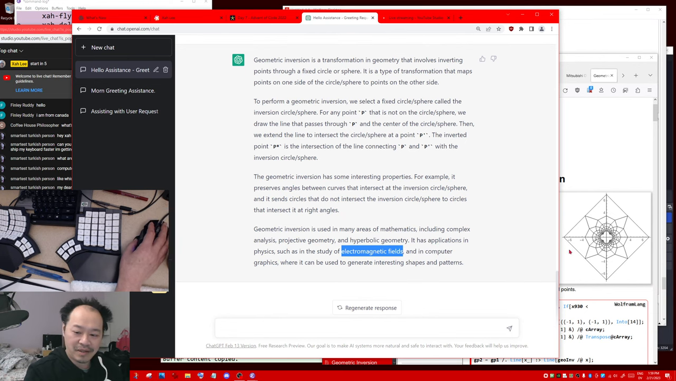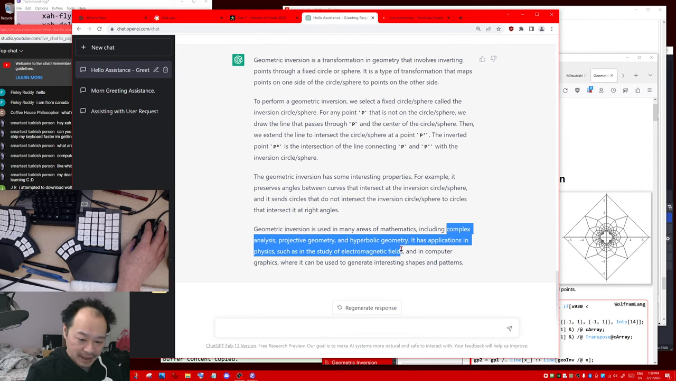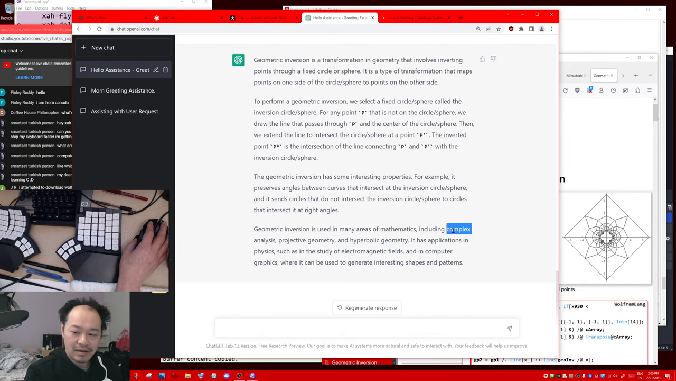But it's not because of the inversion, you know? So you can say complex analysis has a lot of applications in electromagnetic fields, and the definition of inversion of complex analysis is the geometric inversion. Therefore, you can say that geometric inversion is used in the study of electromagnetic fields. You can kind of say that.